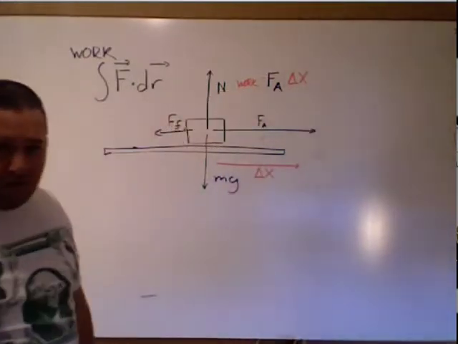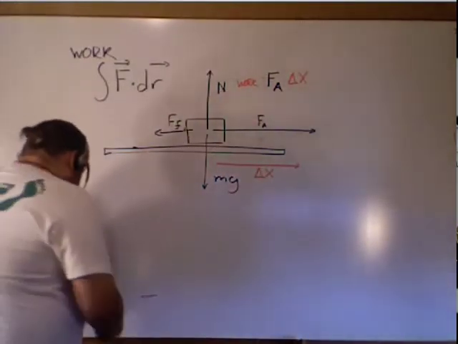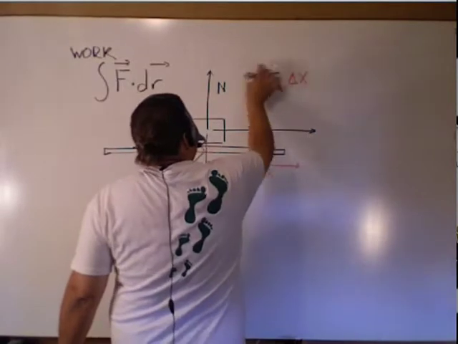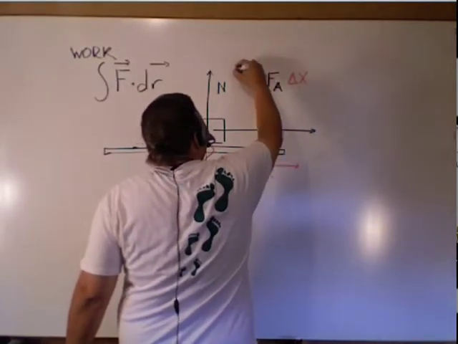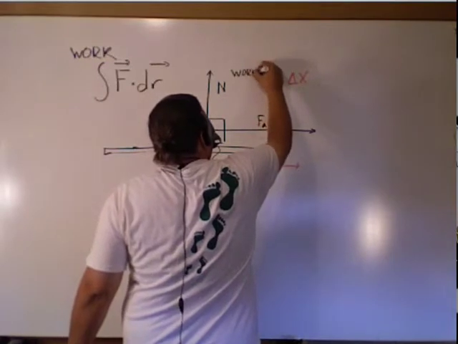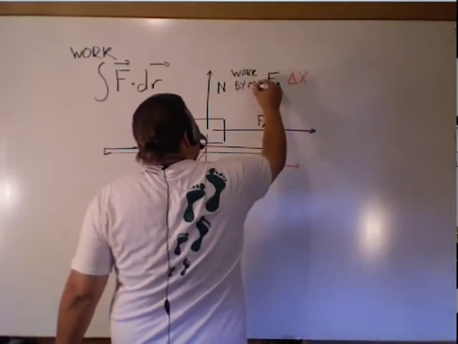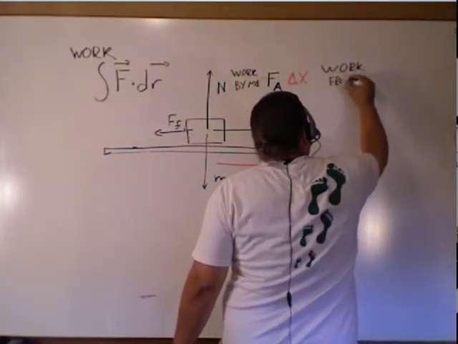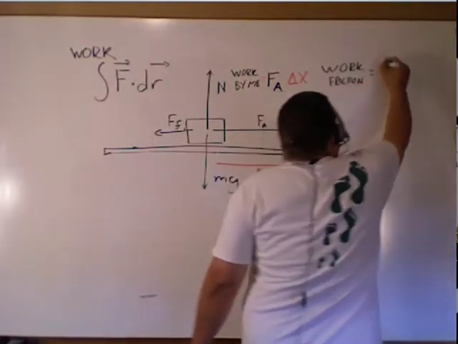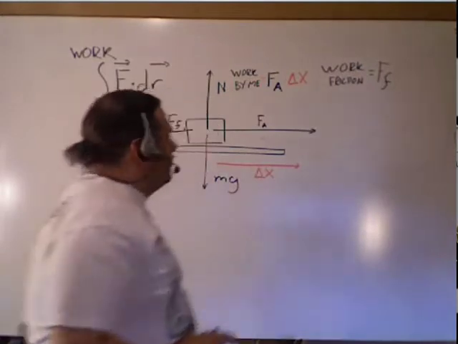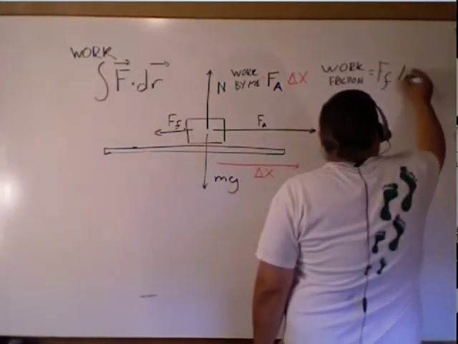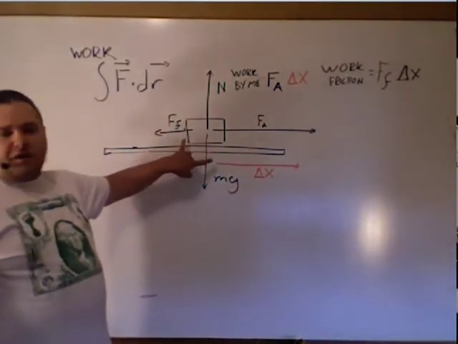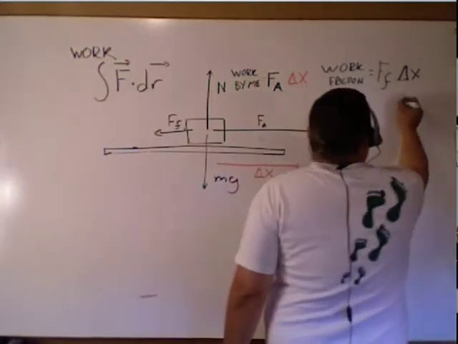Cool? Now the work done by the force of friction. The work done by the force of friction equals the force of friction, not the force applied, the force of friction times that change in displacement, or change in position. Now they're both pointing in opposite directions, and I know that this is going to turn out to be a negative value.